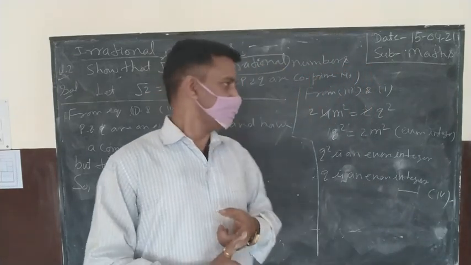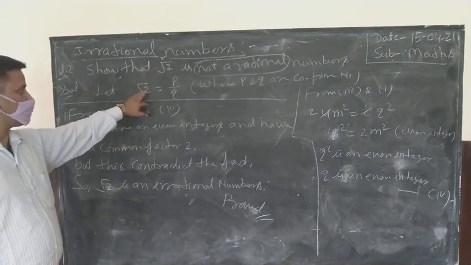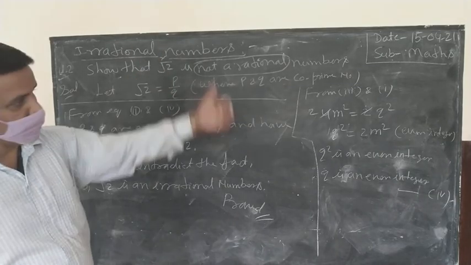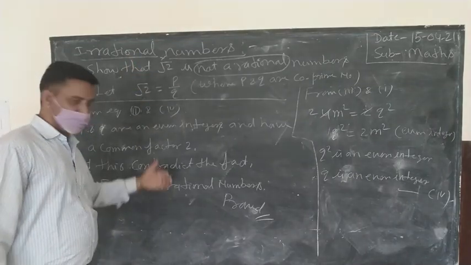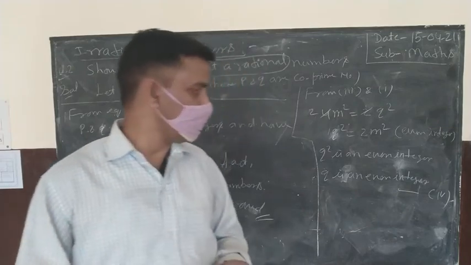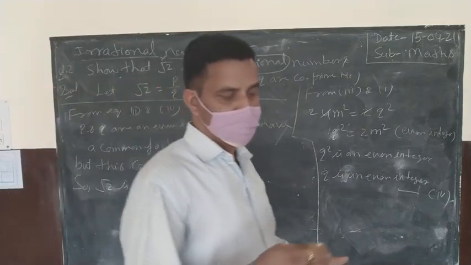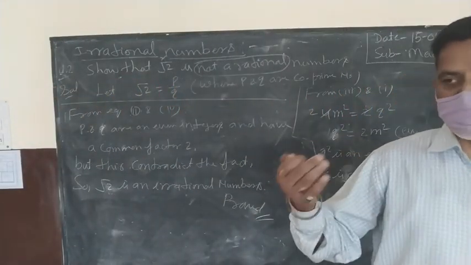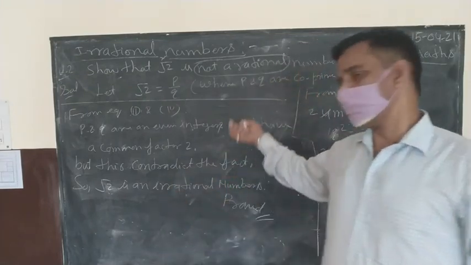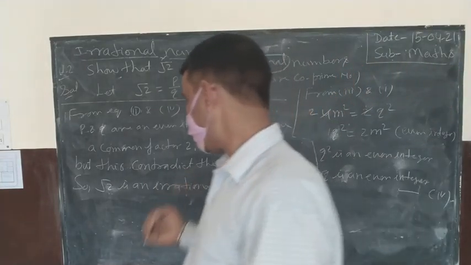According to this, you will solve every question. Suppose you write root 2, root 3, root 5, root 7, root 11, root 17. Every step will come according to this way. First of all, you put the value in p upon q form, then square, then cross multiply, then find whether the result is even or odd. The result will always be even when you square the number. Then step by step you solve the questions. Yes, note it down. Then next.